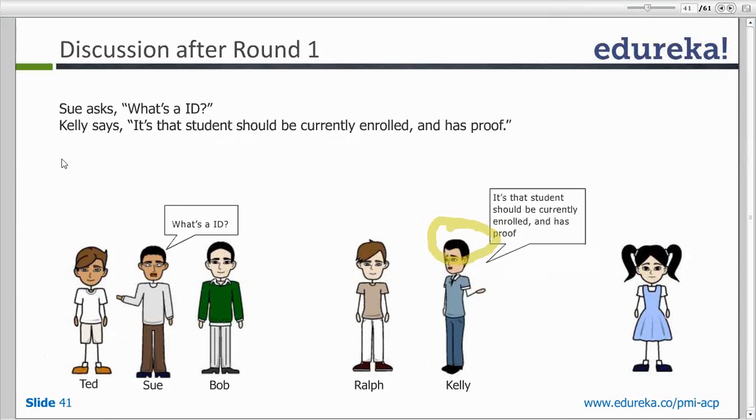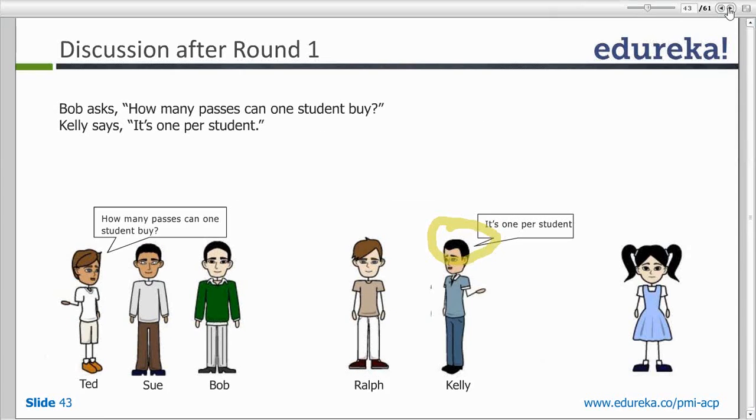Oh, another thing could be, there could be a question as well. When he gives that information, Sue might ask, what's an ID? So Kelly would clarify, it's that students would be currently enrolled and have a proof. Okay, there could be cross questions as well. There could be deviations as well. And the deviation could be, Bob saying I lost my ID. And then Ralph, being the Scrum Master, would guide the team to stay focused, because that's not part of the discussion.